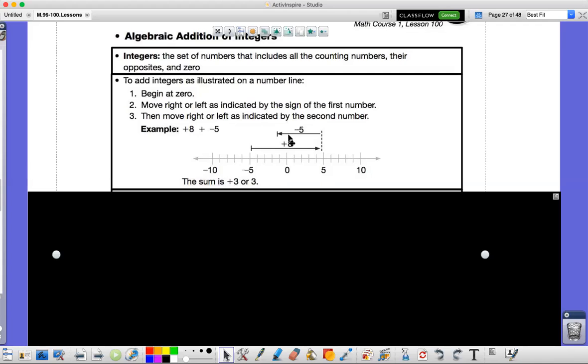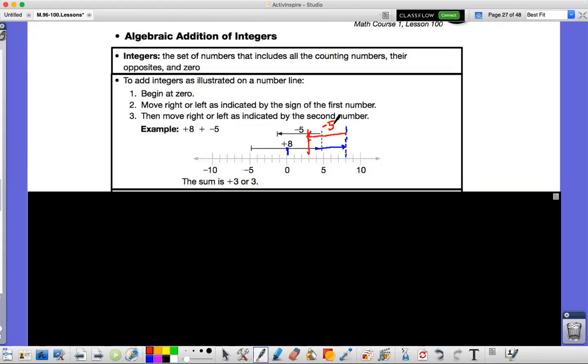I don't know, the book actually got this wrong. The book should not have had this lined up as it was. This dotted line is 1, 2, 3. It should have been right here. Sometimes publishers get these things wrong. This is where positive 8 would be, starting at the 0 right here. And then if you're going to go negative 5, you're going to go 5 back from that position, which would end up right at this position, which would be 3.